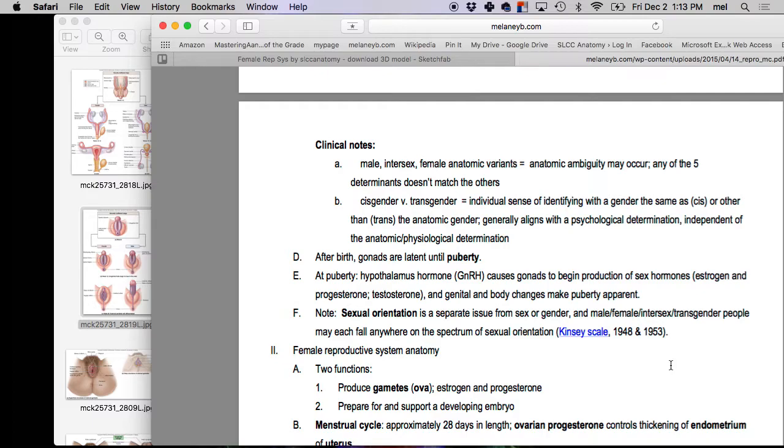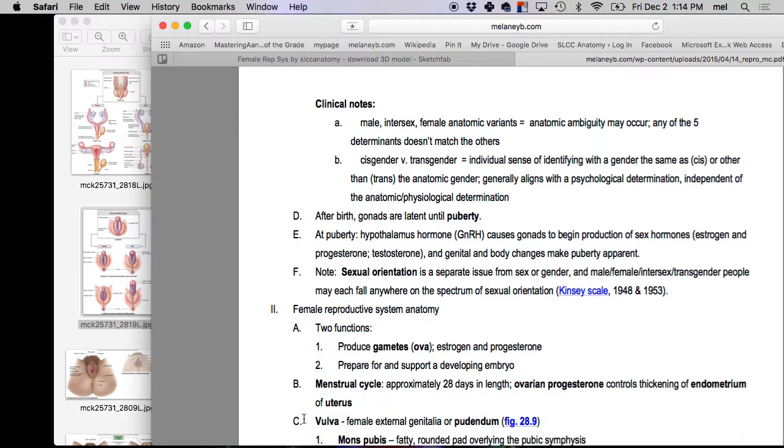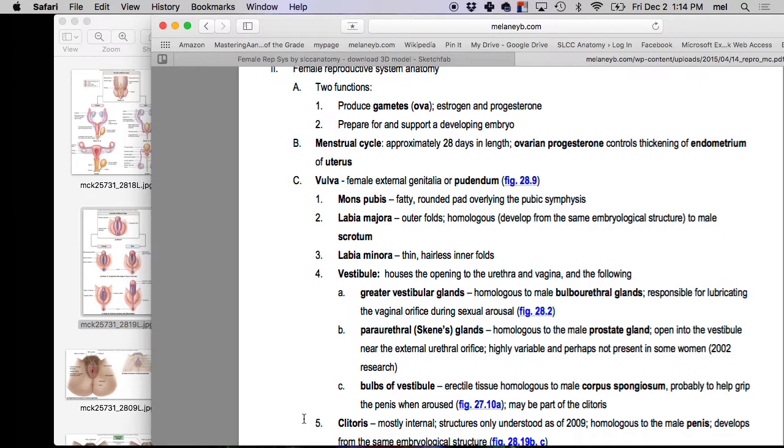And then the other question is, what are you going to do with that information? So if you figure out that homosexual and heterosexual people have different brains, you can see how easily that could be abused, right? So I want to know for science, but I certainly don't want anybody to abuse the information. Okay, so now let's go into female reproductive system anatomy.